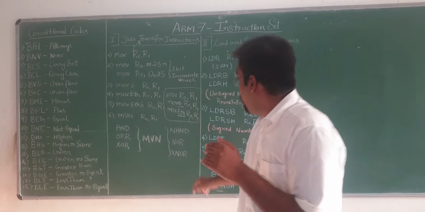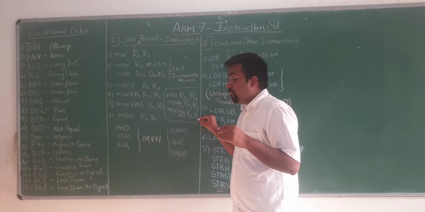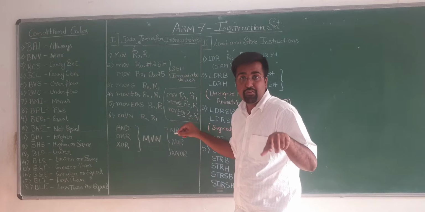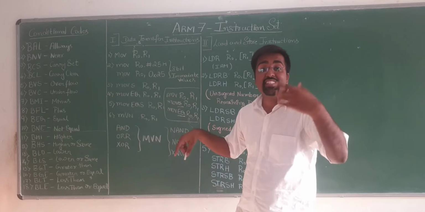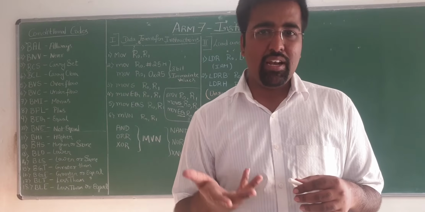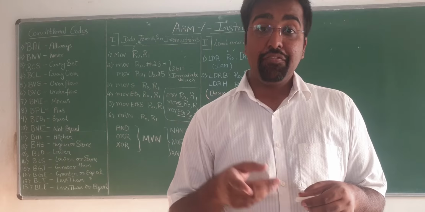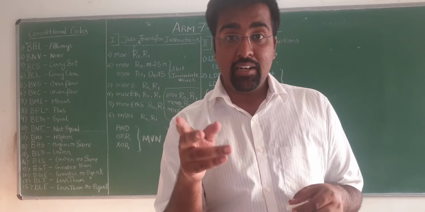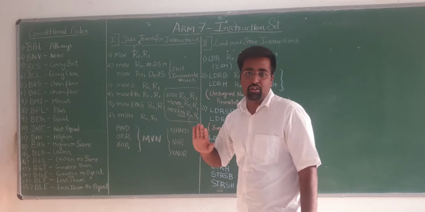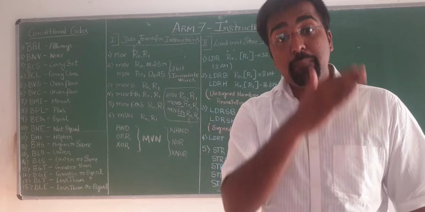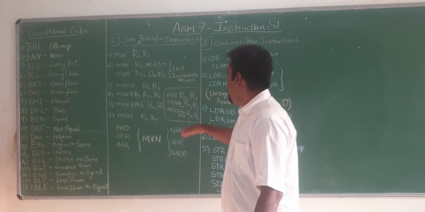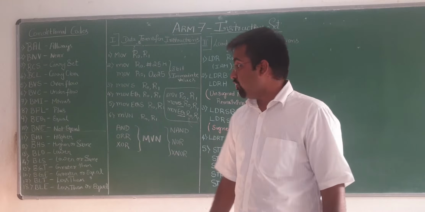MOVEQ R0, R1 means move the contents of R1 to R0 if the previous instruction result is equal. Let us say we had a comparison of R1 and R2. If the comparison of R1 and R2 were equal, you will move the content of R1 to R0. I'll repeat it again. If the previous instruction is equal, then you move the content of R1 to R0. I hope you understood.